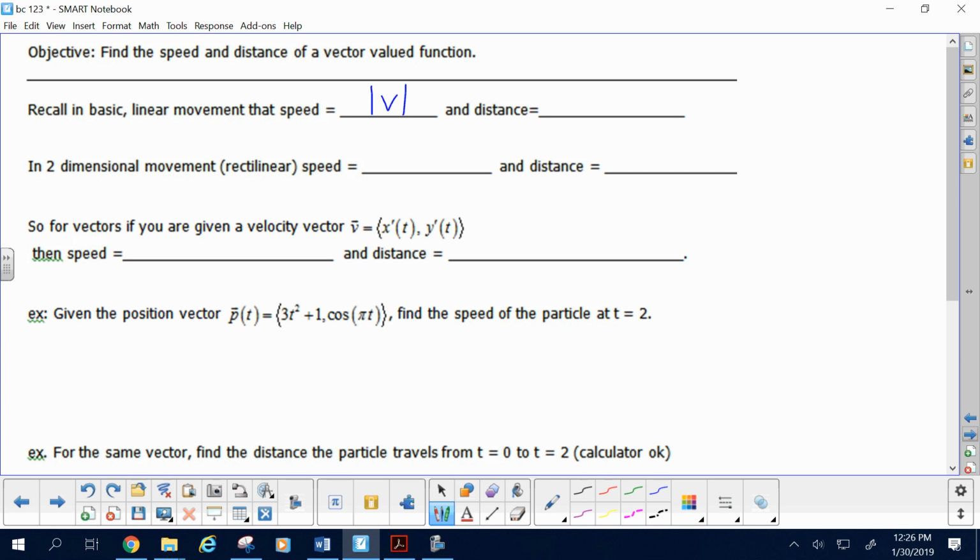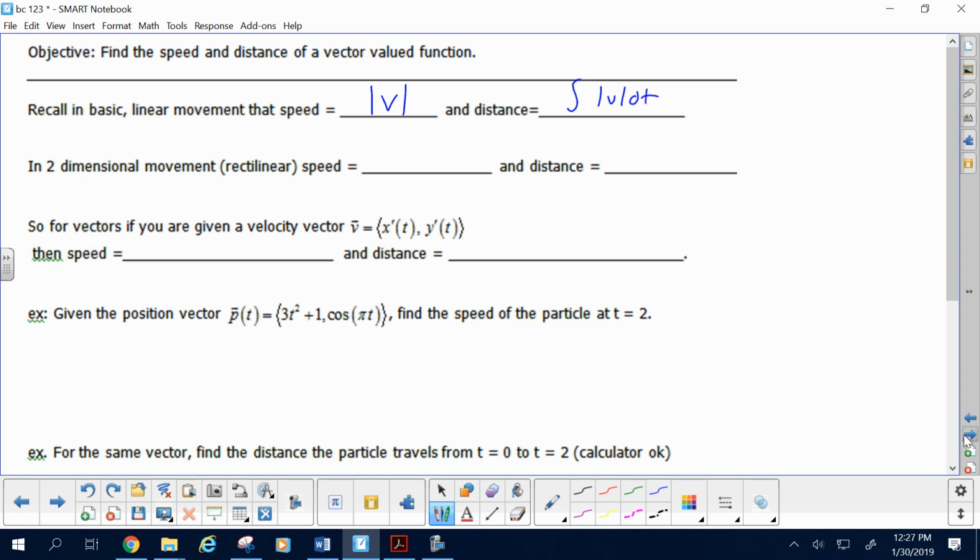Absolute value of velocity, right? It's change of position without respect to sign or direction. Distance is the integral of speed. When you want distance, you say, I don't care what direction you're going, I just want to know how far you are. And so you use speed rather than velocity, yeah?